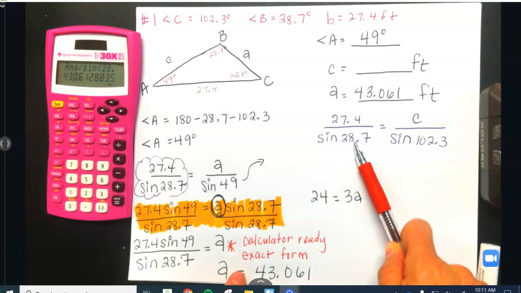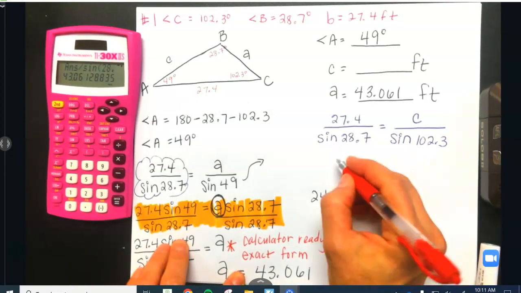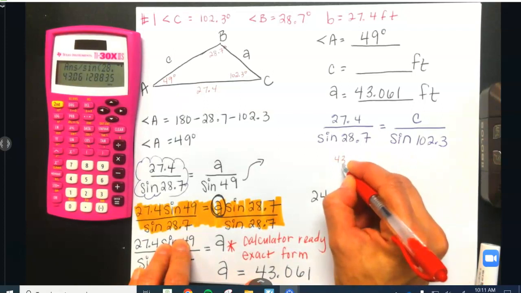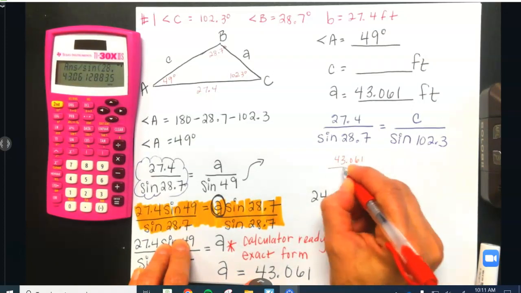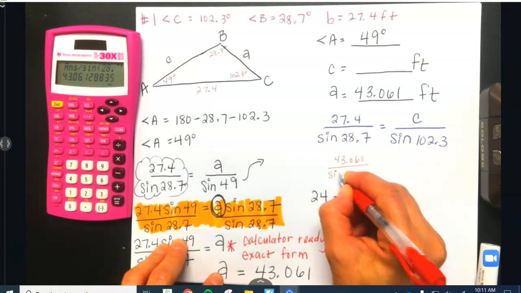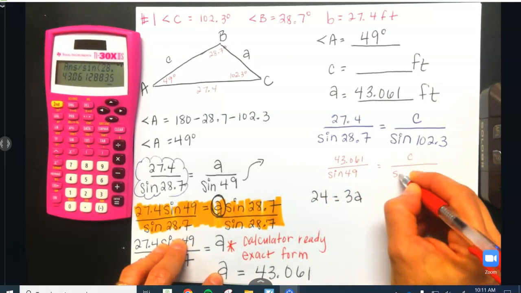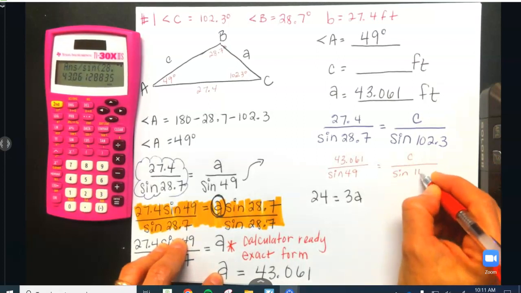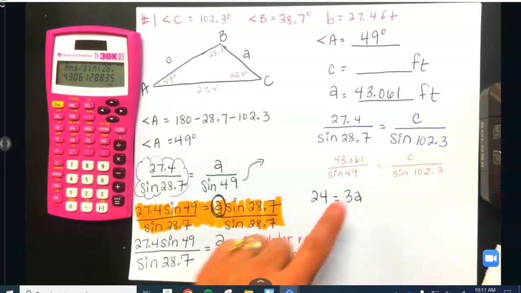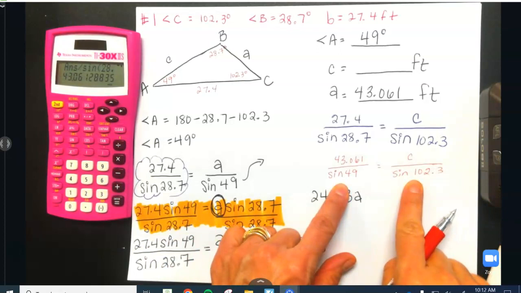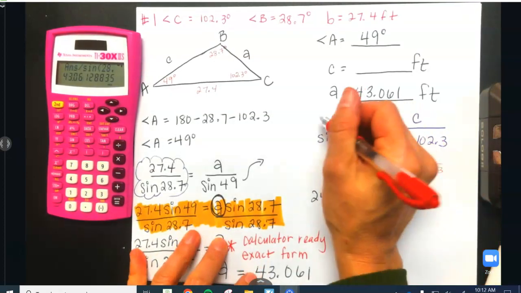But what I wanted to show you guys is, yes, I do recopy it, but you can use any side that you want. Now that I have leg A, I could also use this 43.061 over sine of 49 degrees. So remember, like if you have a multiple choice question or something like that, any ratio will work. They're all equal to each other. Both will work.